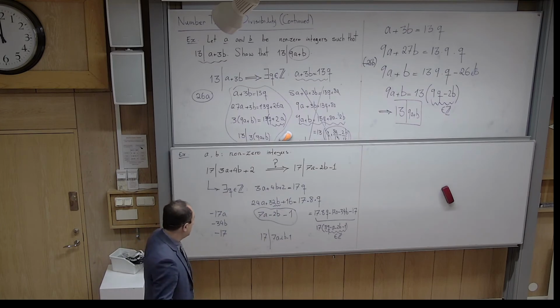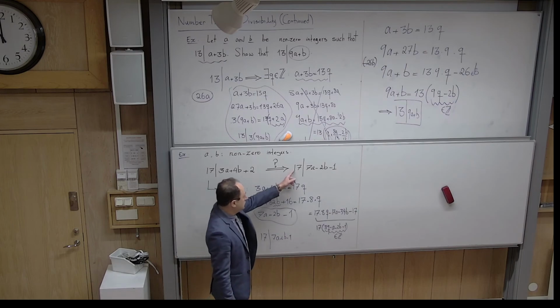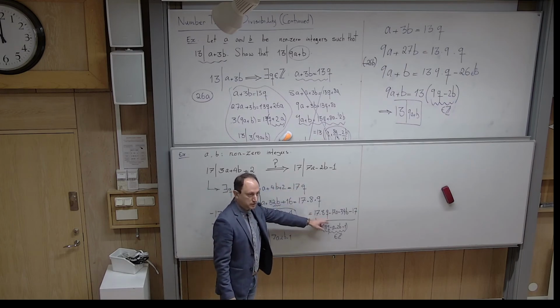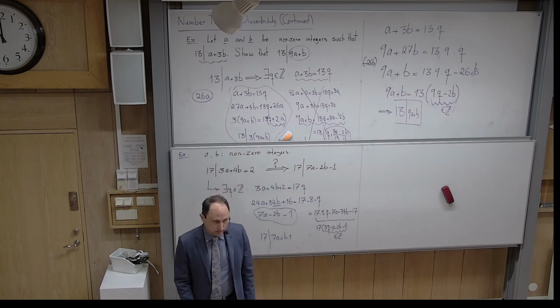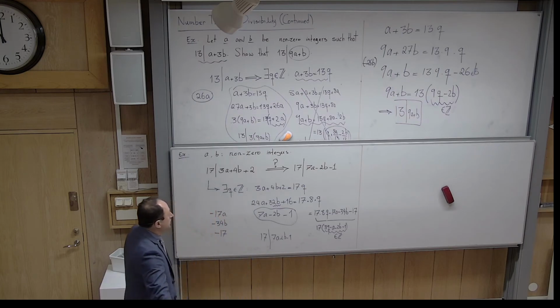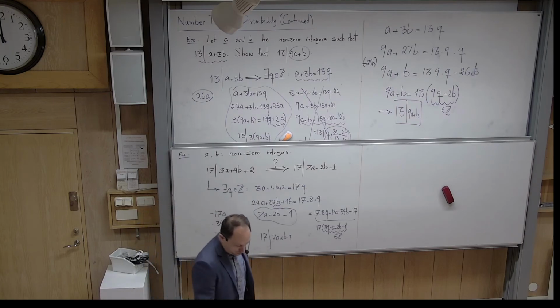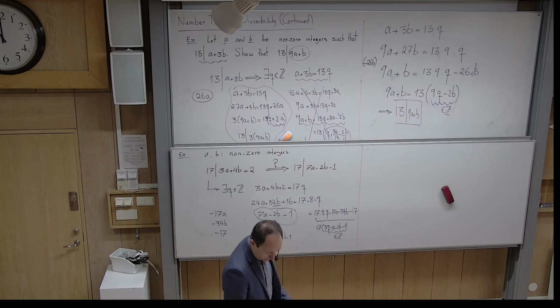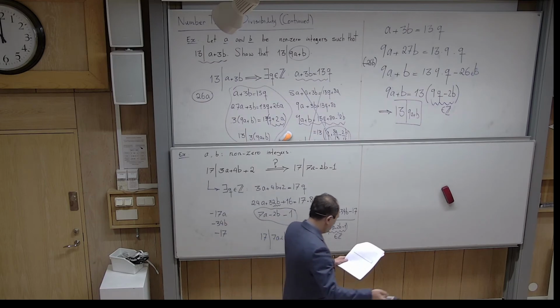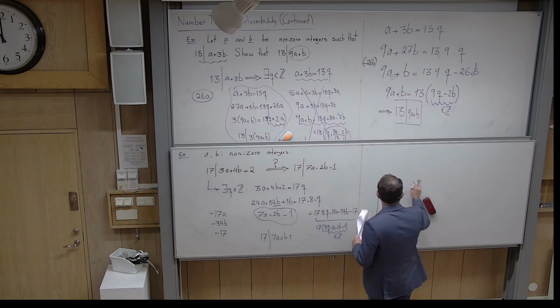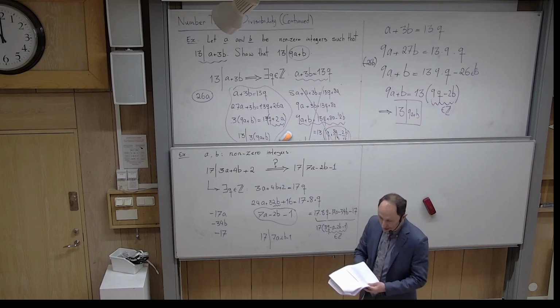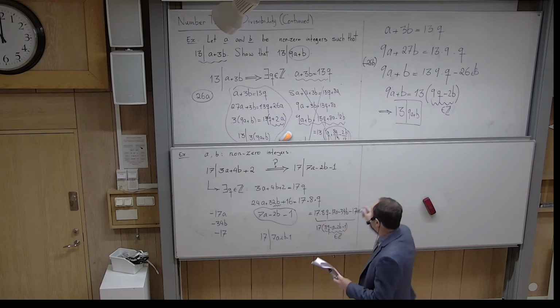If you want to have 17 here, you should have a factor of 17 there. So that's the goal. Okay, now let me make a problem a little bit harder. I don't know if you have some experience. So again, example: a and b are non-zero integers.